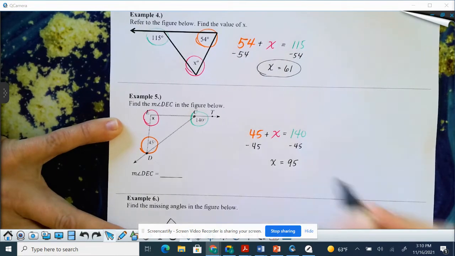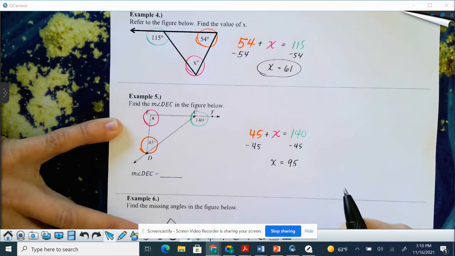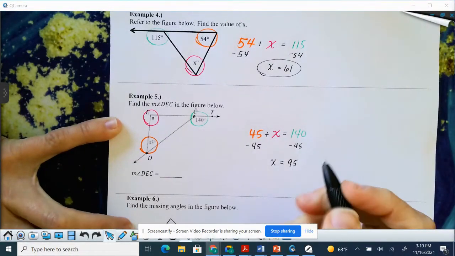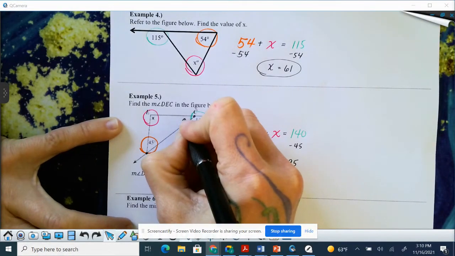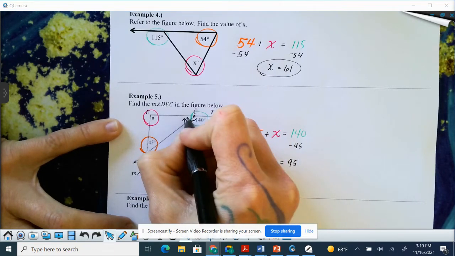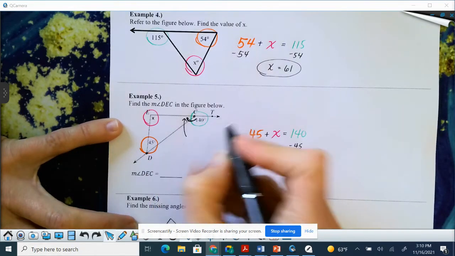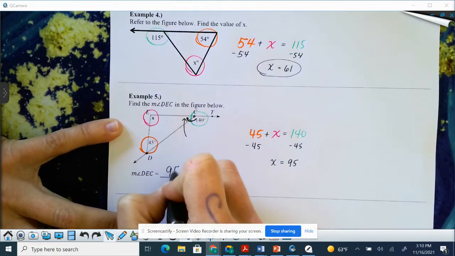95 for X. So DEC is 95. Another question they can ask, and start to use this just to get a little ahead, is to find angle ECD. And remember, a linear pair, this is just a throwback to old stuff, is going to equal 180 because this angle and that angle equal 180. So DEC is 95 degrees.